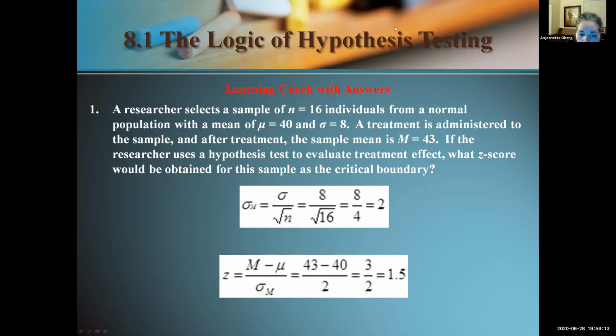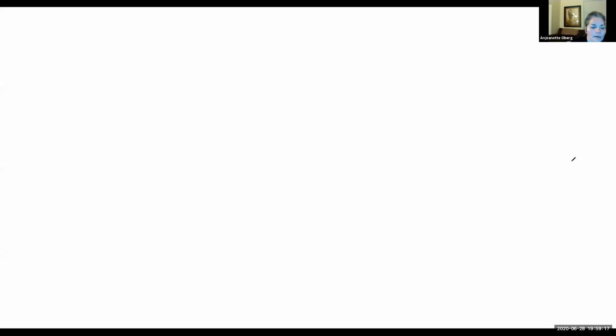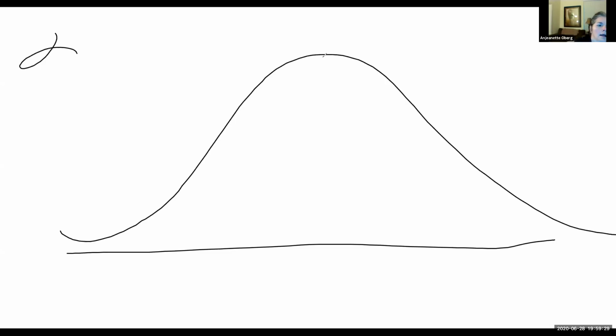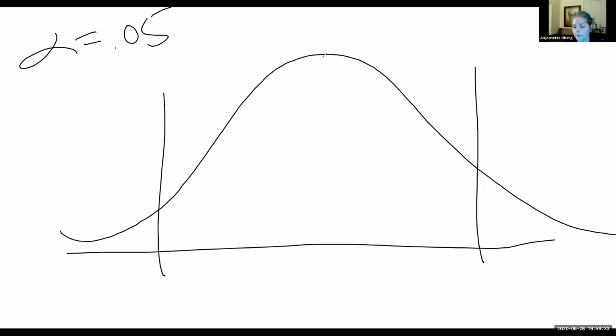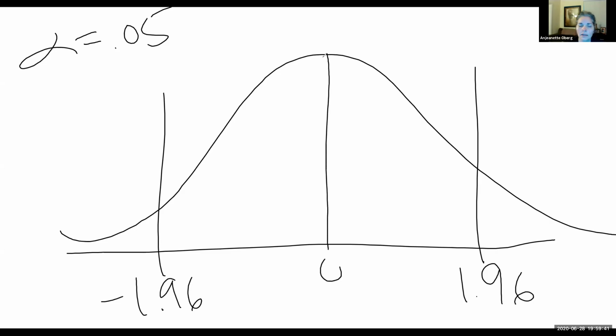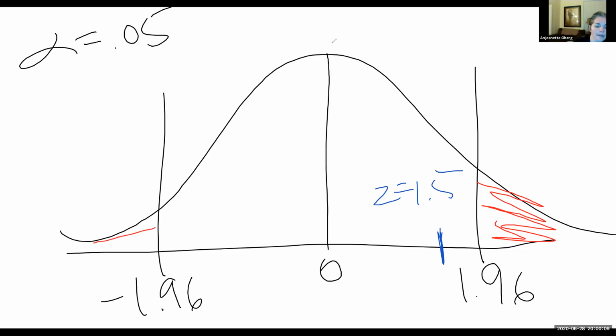So let me take you back to our whiteboard. If I said that I'm going to do an alpha level of 0.05, that means my boundaries are going to be 1.96 and negative 1.96, right? I know this would be 0 because the mean for all z-score distributions is 0. And my score in particular was 1.5. That's probably somewhere around here, right? That was my z-score. So is it in the critical region or isn't it? It's not, right? The critical region would have to be beyond the boundary, and it's not.